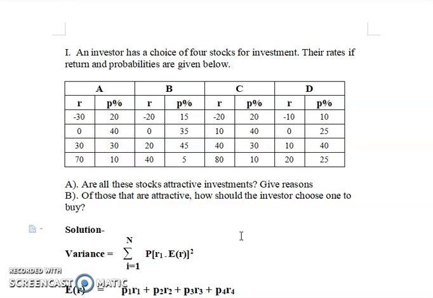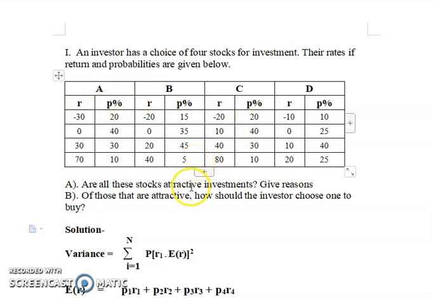So here, if you see, the investor has got four different choices for the investment: A, B, C and D, and each of the stocks has been given its rate of return and probabilities. These are given in percentages. So you have R, the return, and the probability for each stock.